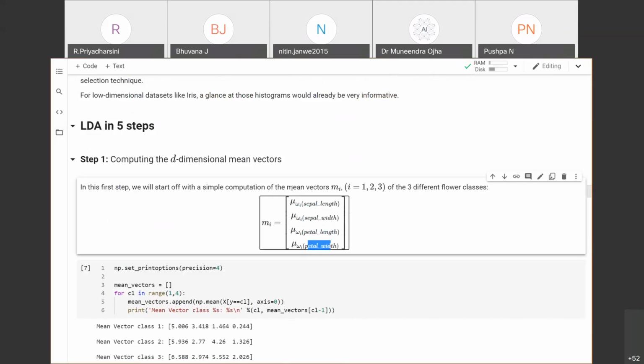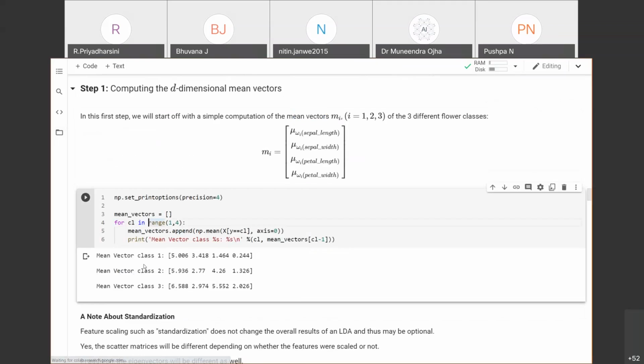So we have computed here three mean vectors. With this code, we computed the three mean vectors: the vector for class 1 is this, the vector for class 2 is this, the vector for class 3 is this.